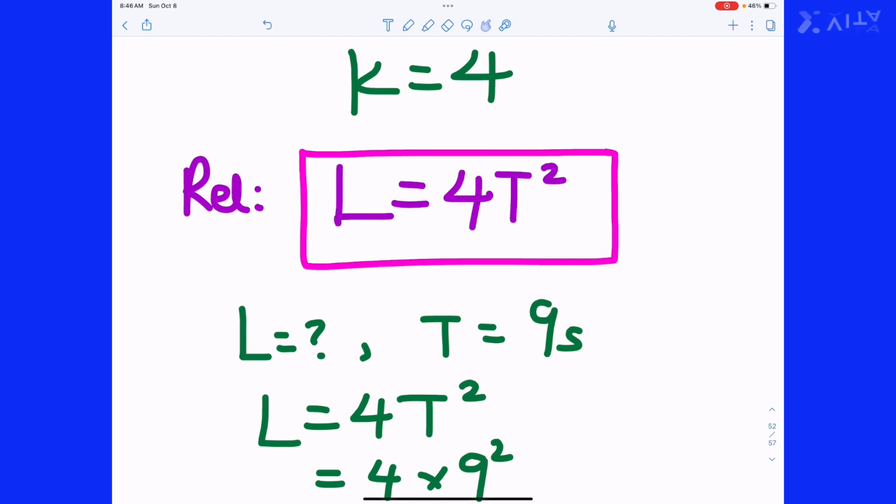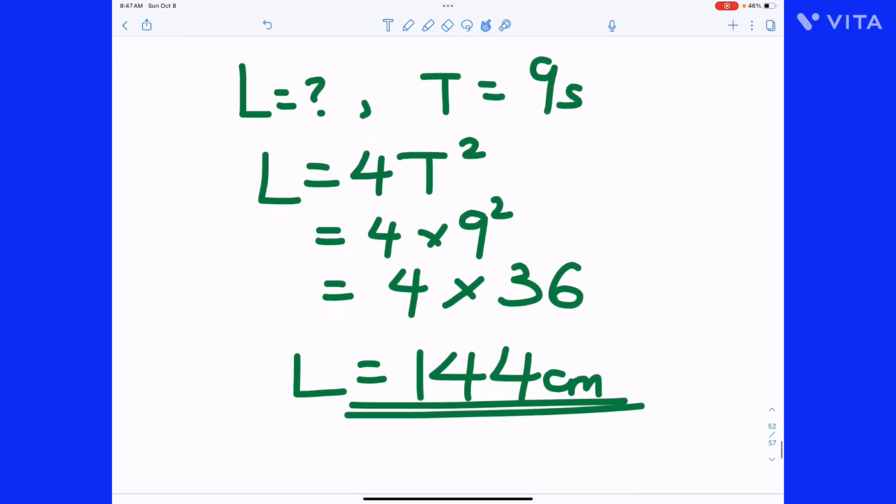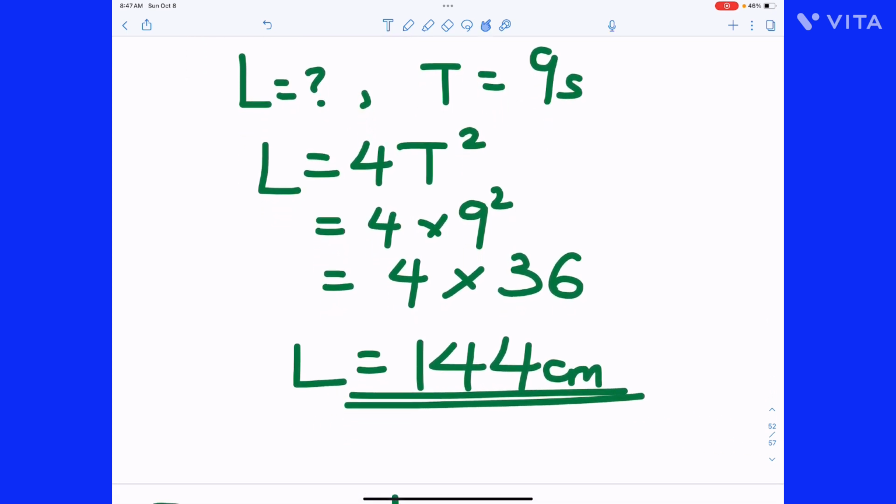Alright, let's move forward. We are to find L when T is 9 seconds. So using L is equal to 4T squared, L will be 4 times 9 squared. 9 squared is 81, and 4 times 81 is 324.